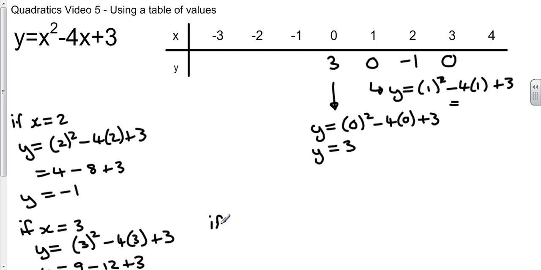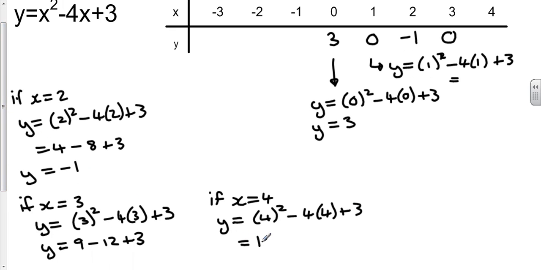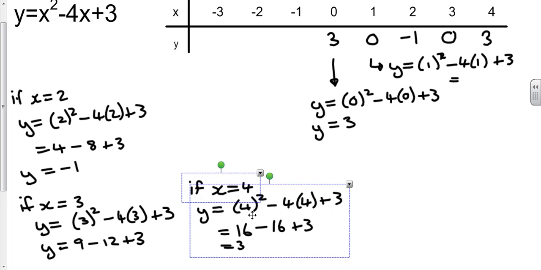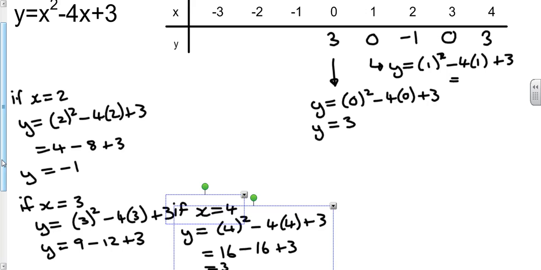Hopefully you have had a guess at what it's going to be, and let's find out if we're right. So we're going to square 4, then we're going to take away 4 lots of it, then we're going to add 3, and that will be 16 minus 16 plus 3, and indeed the symmetry is going on okay.